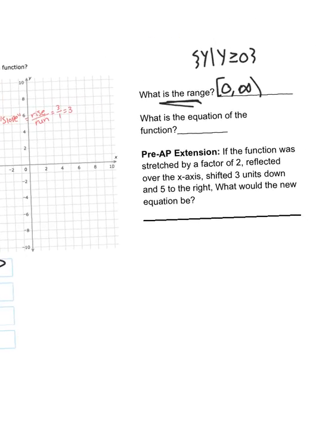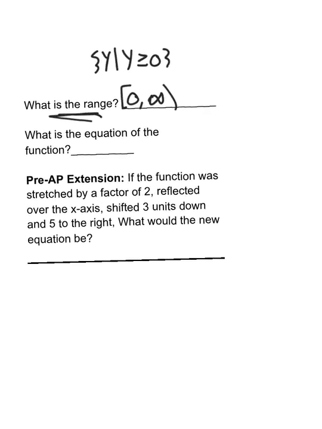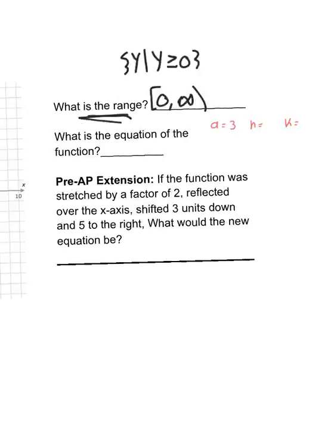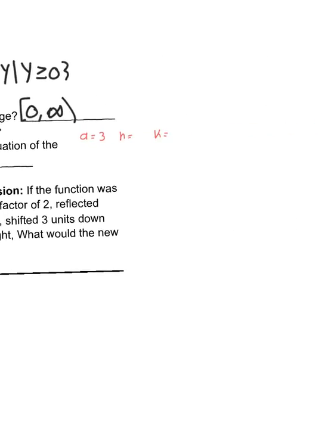So let's go back over here for a second. The pieces I need are my A value. We said that was 3. H and K are the points from your vertex. So the -7, that's your H value. And then your K value is 0. So this is -7, this is 0.